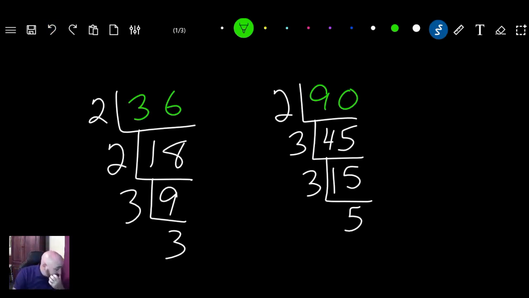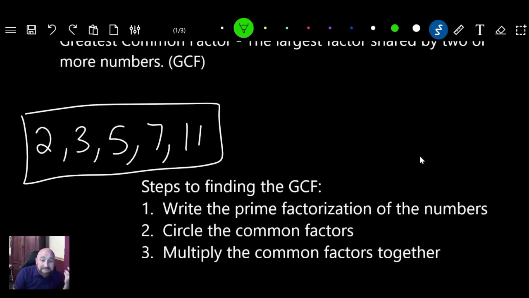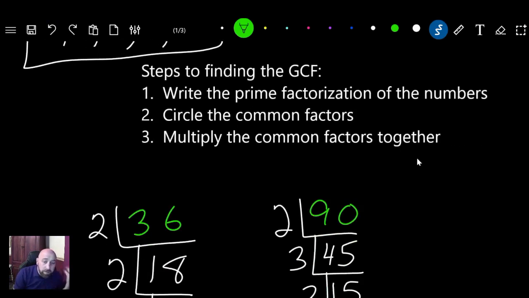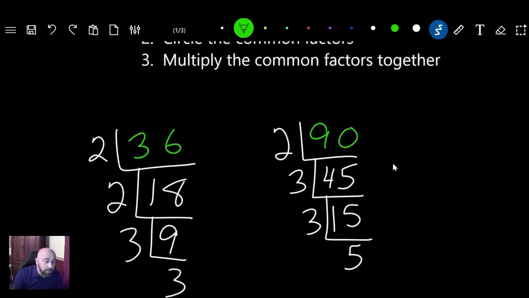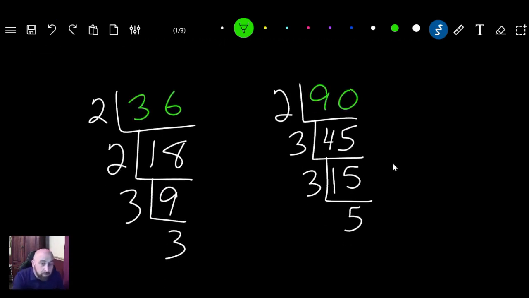All right, so that's step number 1. That's the easy step, right? We know how to do that. We learned that last lesson. Step number 2, circle the common factors. Oh, that's an easy one too. So just go here and circle the common. What does common mean? It means that they're shared by both. So look, 2 is common with 2.